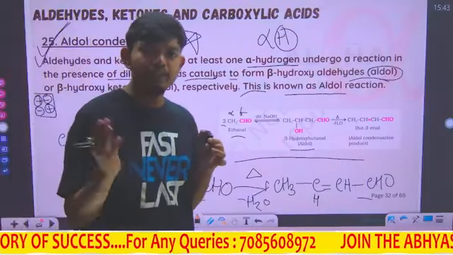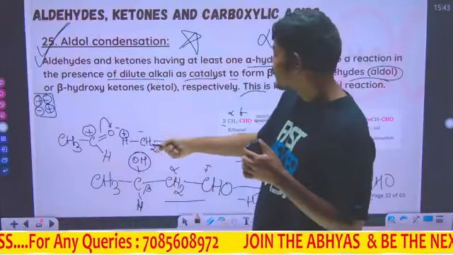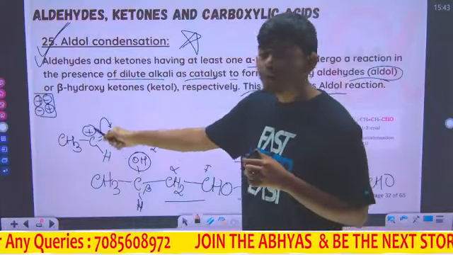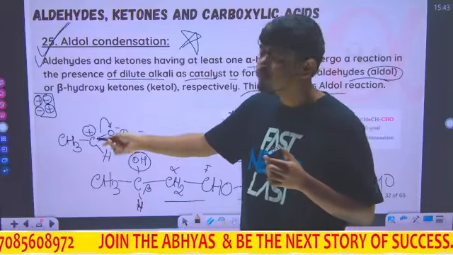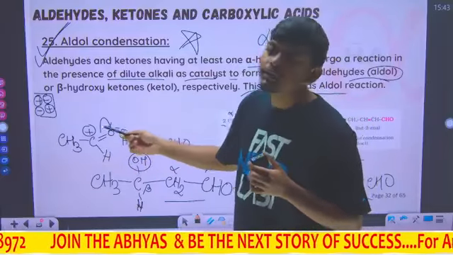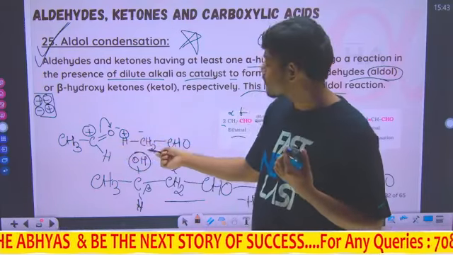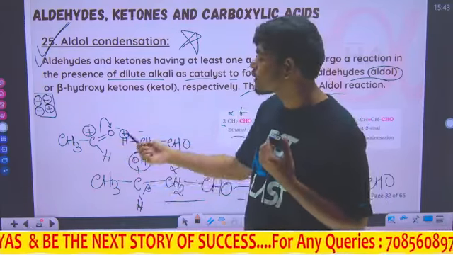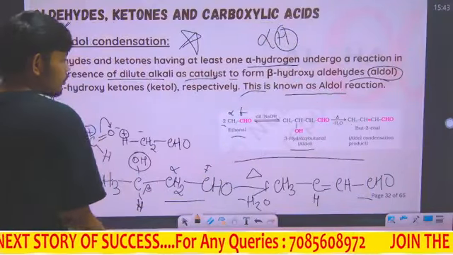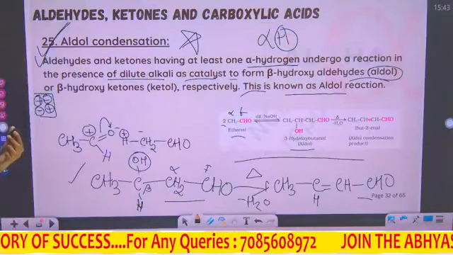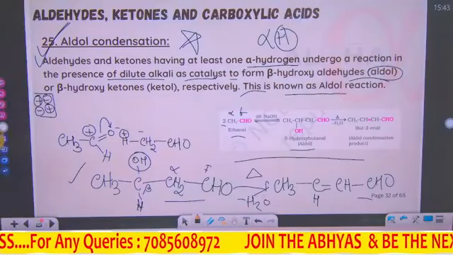I guess it's clear. You have to break the bond from here to oxygen, give minus to oxygen, give plus to this carbon. Oxygen attracts hydrogen, give plus charge to your hydrogen and minus charge to your carbon, and plus attracts minus. Same. So that's it. I'm done with aldol condensation.